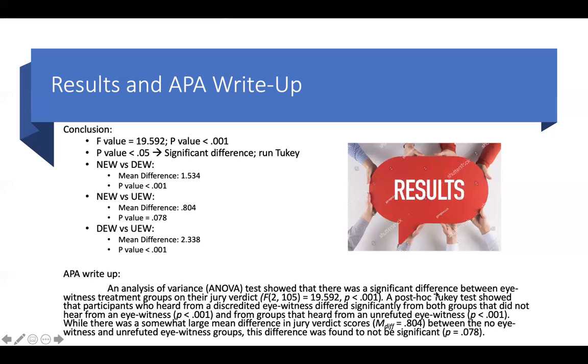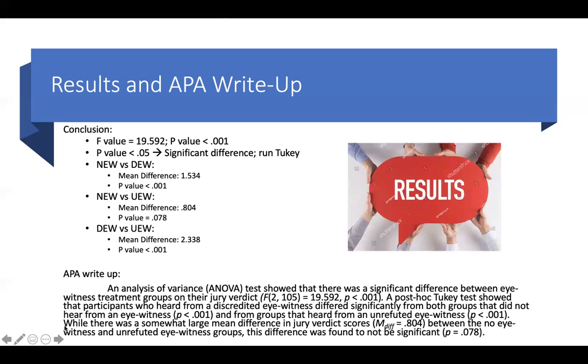And then you say a post hoc test showed that participants who heard from a discredited eyewitness differed significantly from both groups that did not hear from an eyewitness, sorry, I read that weirdly, differed significantly from the group that did not hear from an eyewitness and from the group that heard from an unrefuted eyewitness. And you want to put their p-values. Isn't this so interesting when you get to read this? You get to see what the differences are.